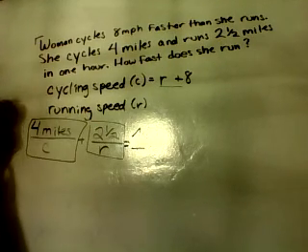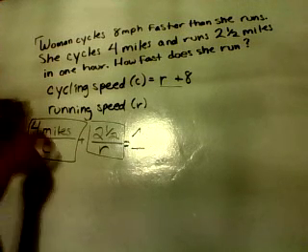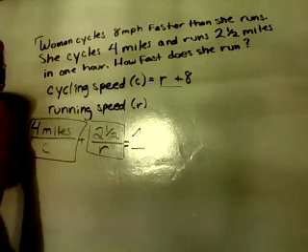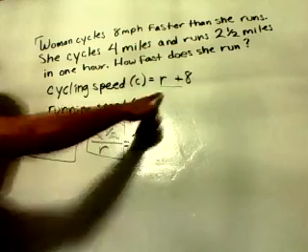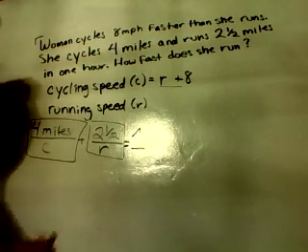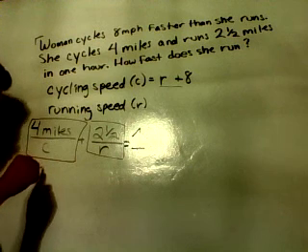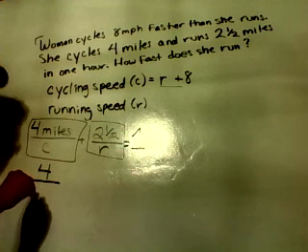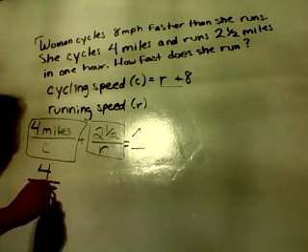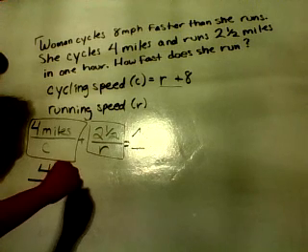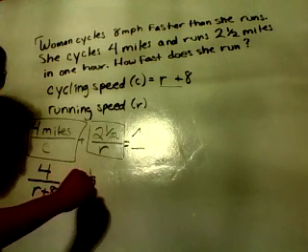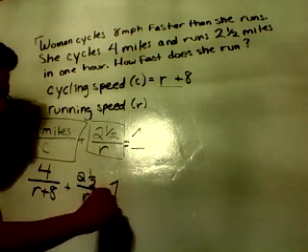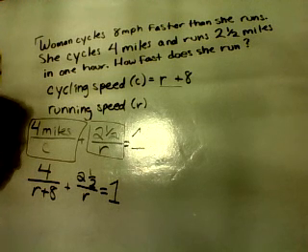So now, once we found this out, what we'd have to do is replace this variable C with the expression that we already figured out for C, which was the running speed plus 8. So let's do that. We're going to have the 4 miles divided by her cycling speed, which is the running speed plus 8, plus 2.5 divided by her running speed, and that's going to get us to a total of 1 hour.